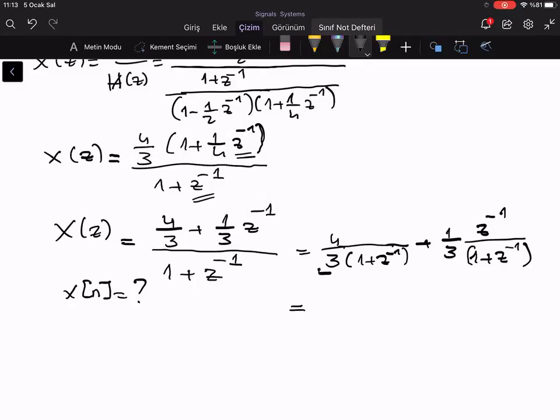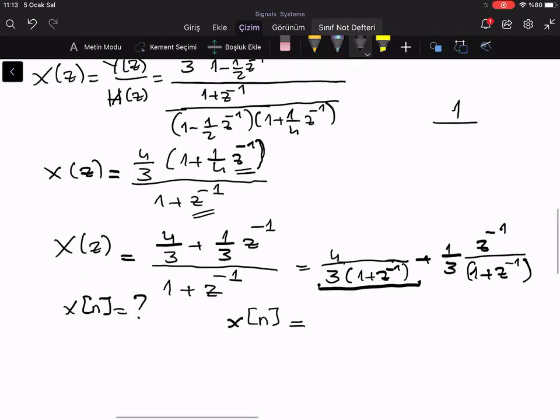How do you find the inverse Z transform of this one? Multiply by z, hocam? I'm trying to find x of n right now. Multiplying by z wouldn't help me, right? I want you to find everything in n right now, in the time domain, not in the frequency domain. What was the Z transform of 1 over 1 minus a z to the power minus 1? What was the inverse Z transform?